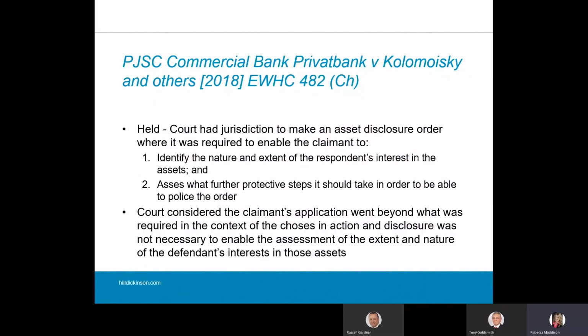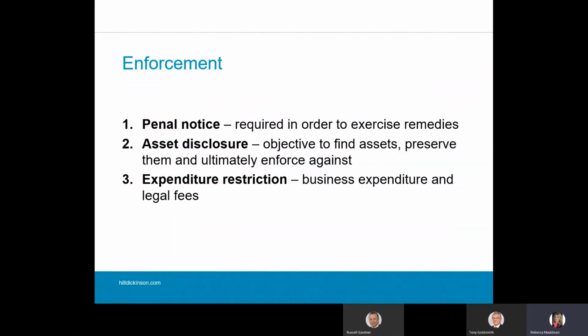It was held by the court that they had jurisdiction to make an asset disclosure order where it was required to enable the claimant to, 1, identify the nature and extent of the respondent's interest in the assets, and 2, assess what further protective steps it should take in order to be able to police the order. The court considered in this case that the claimant's application went beyond what was required in the context of the choses in action, and disclosure was not necessary to enable the assessment of the extent and nature of the defendant's interests in those assets.